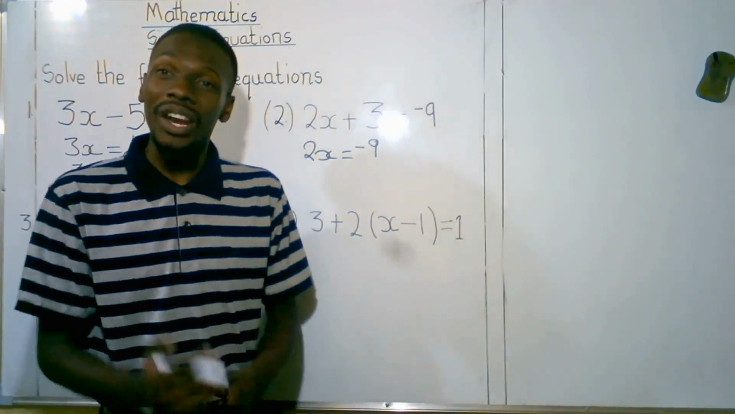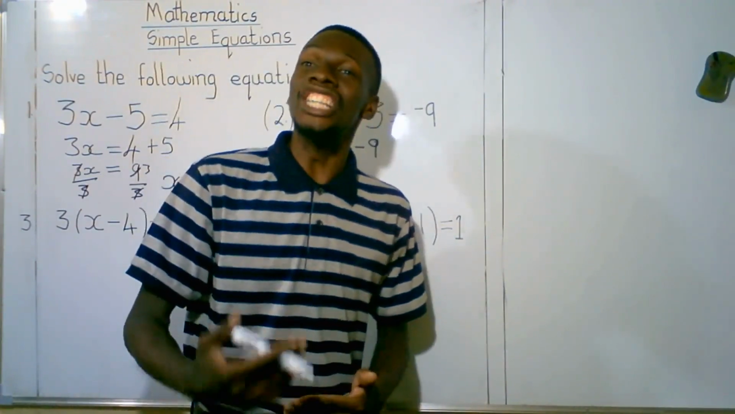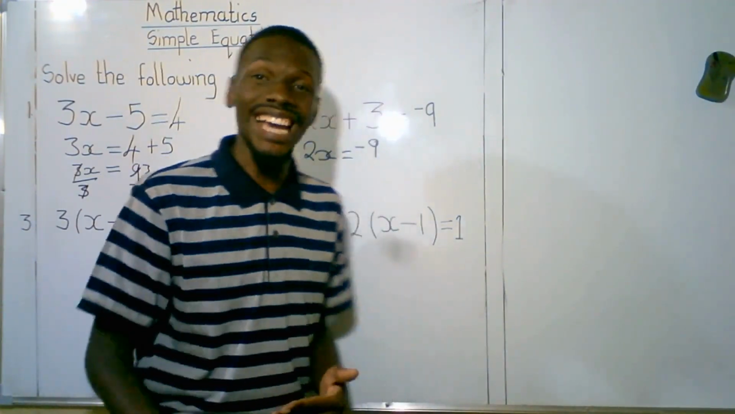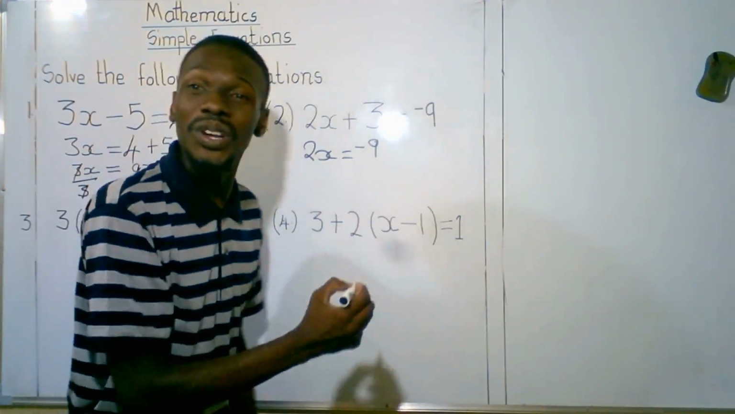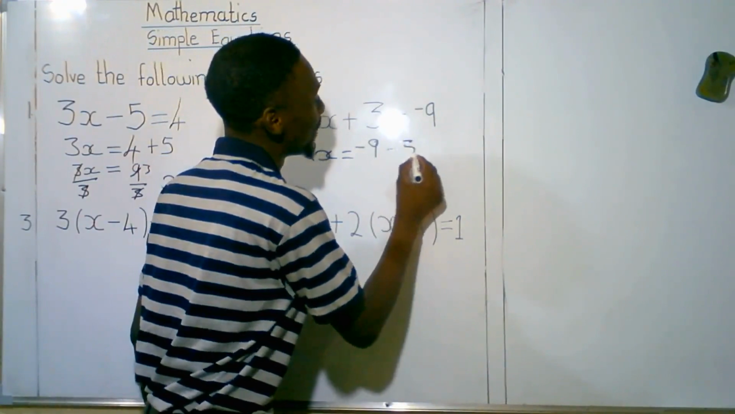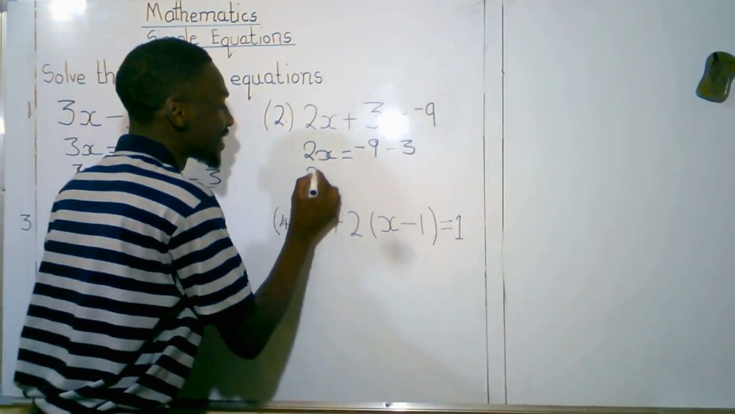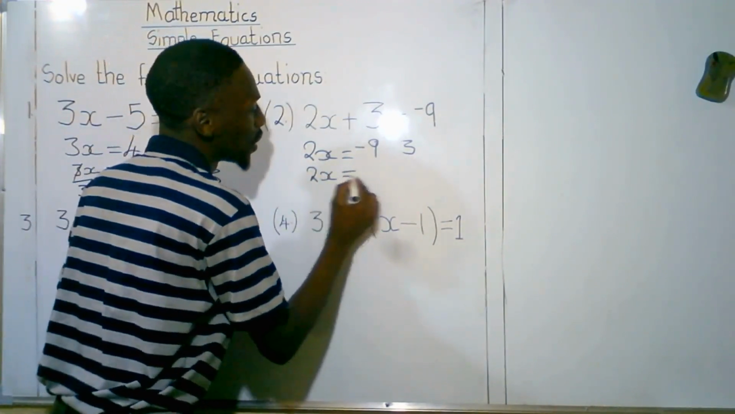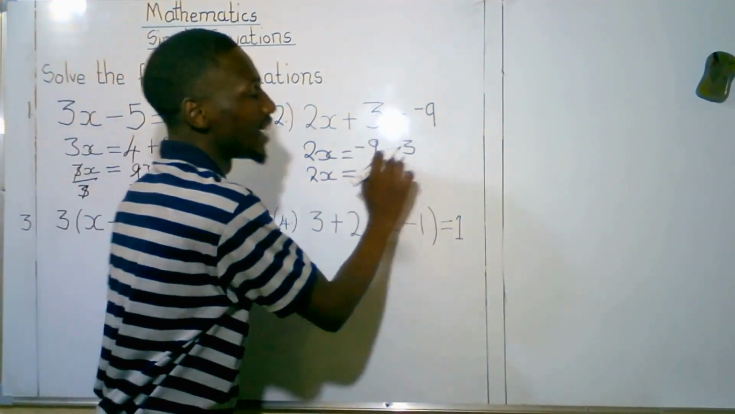And we are saying that when a number crosses the equal sign, what happens? The number changes its what? Its sign. So if this positive crosses the equal sign, it is going to become a what? A negative. Very good. We're going to have negative 3. What do we do there? We bring down the 2x as it is. 2x is equal to negative 9 minus 3.